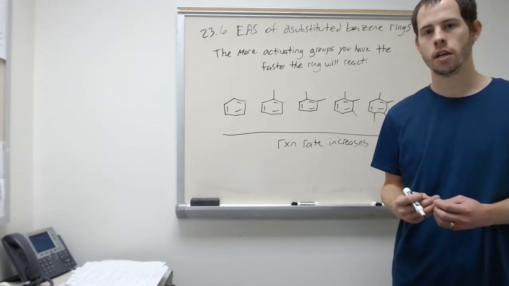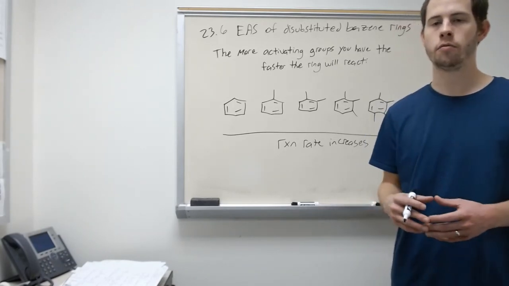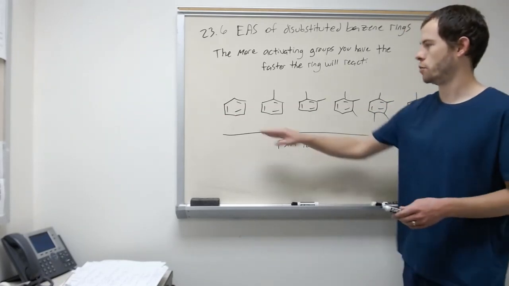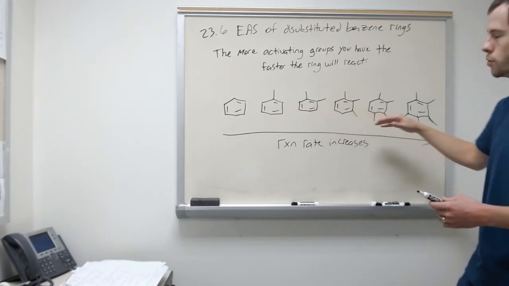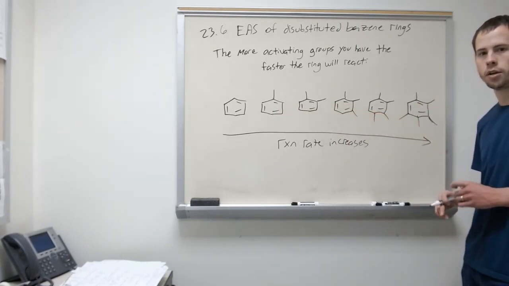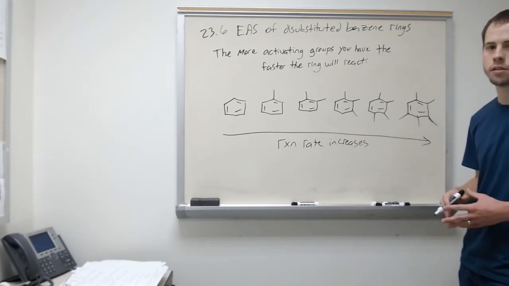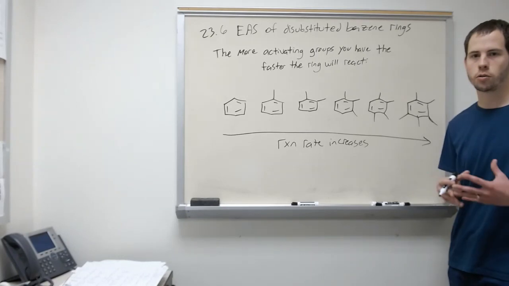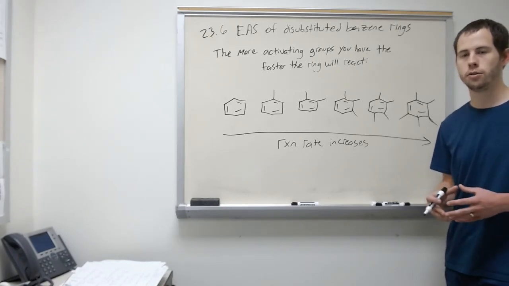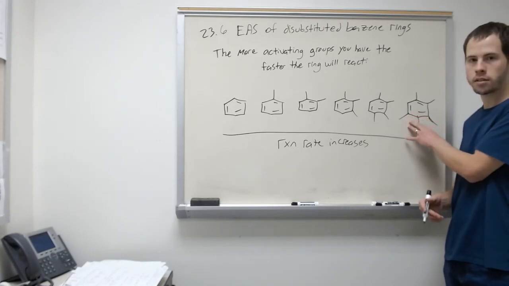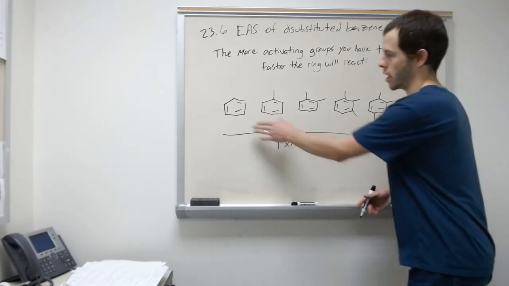All right, last thing I want to mention is the more deactivating groups we have, the less reactive the ring gets. The more activating groups we have, the more reactive the ring becomes. And so if we move across from benzene to this pentamethylbenzene ring over here, the reaction rate increases. So for example, if I had a mixture of all of these in a flask and I tried to do a chlorination reaction, so Cl2 and iron trichloride, this one would react the fastest and this one would react the slowest.